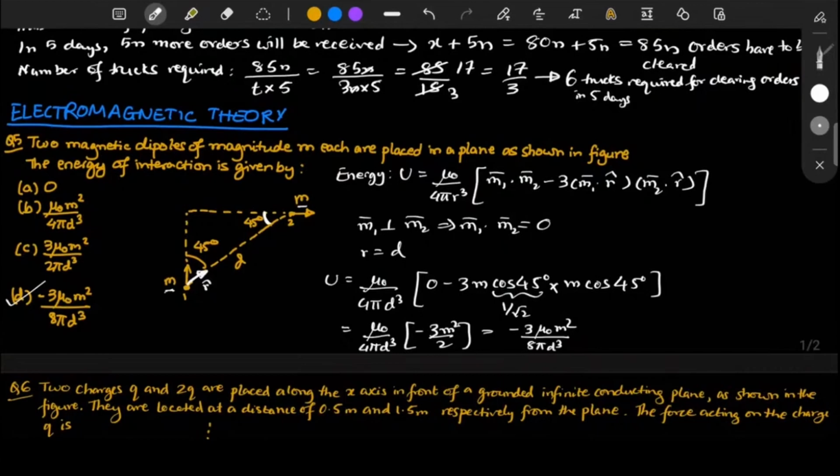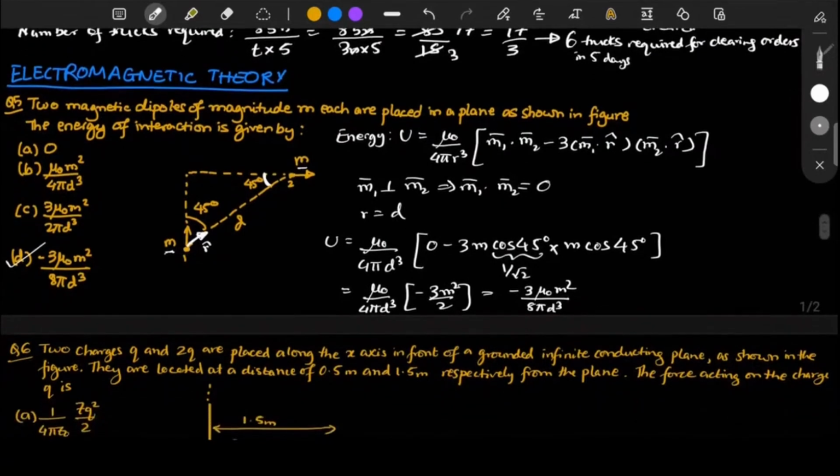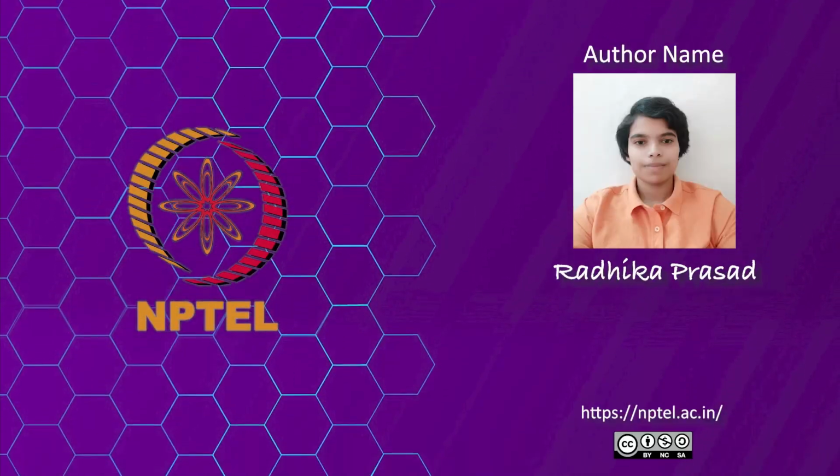So this was a very simple question of a simple configuration of two dipoles, and we had to find out the energy. So energy of interaction is nothing but the potential energy of the configuration. So sometimes people might use potential energy of the configuration or energy of interaction. So different words being used, different phrases for things which mean exactly the same.